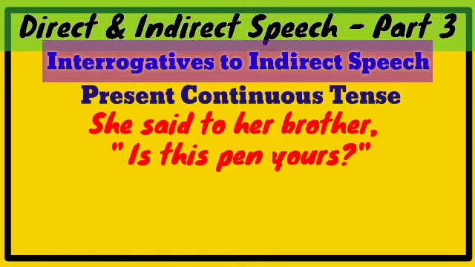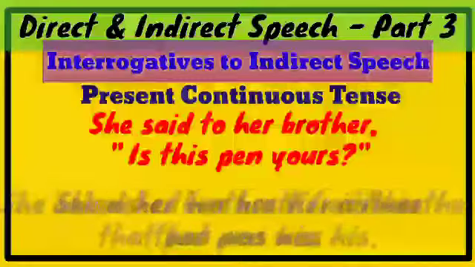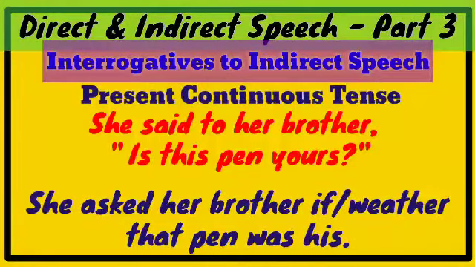So understand, it is a yes or no question because the reported speech has started with "is". It is a present continuous interrogative question. So apply all the rules and we can change it as: She asked her brother if that pen was his. This pen changes to that pen. Is changes to was. Yours changes to his. So the answer is: She asked her brother if that pen was his.